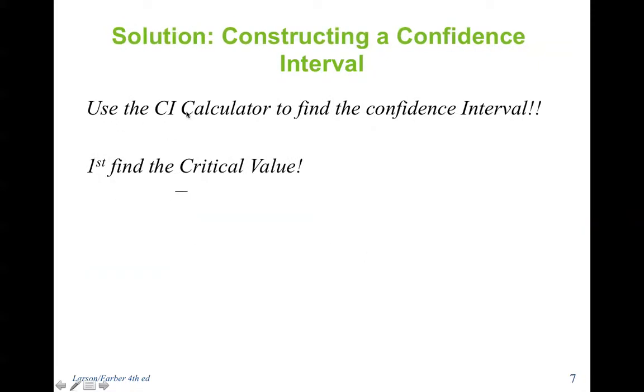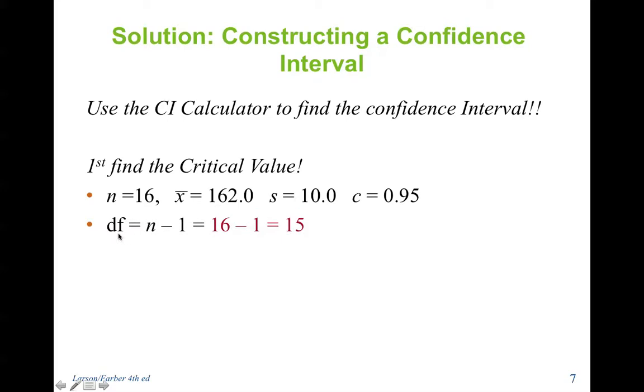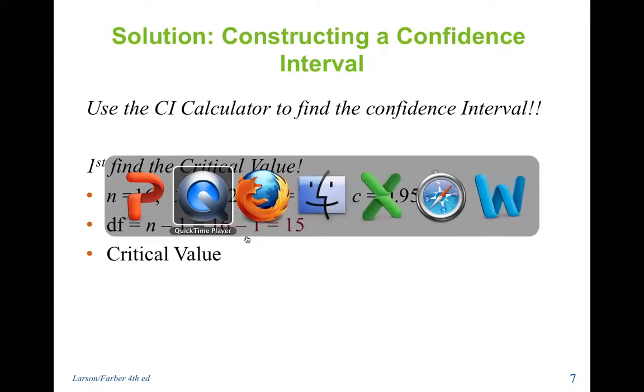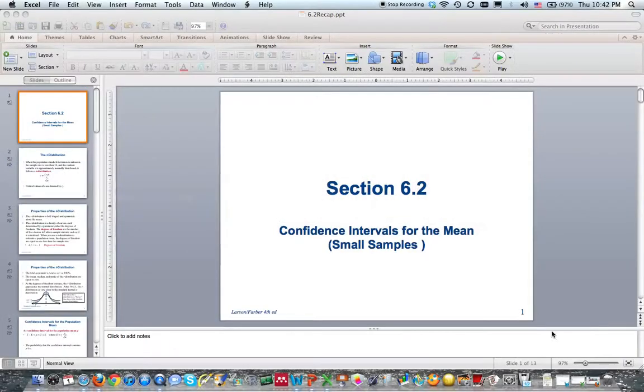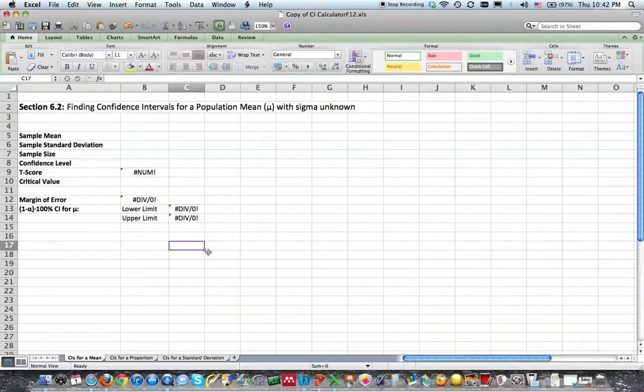So first, when we're using this, let's use the CI calculator to find the confidence interval. So first, find the critical value. So we know from the problem that n equals 16, x bar equals 162, s equals 10, and our confidence level is 0.95. Our degrees of freedom can be found by taking n and subtracting 1. And then we're going to find our critical value. So what we're going to do is we need to open up Excel and look at our calculator here.